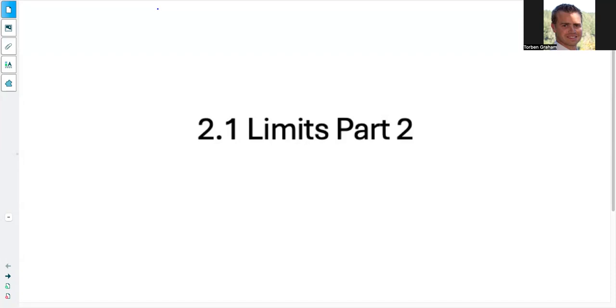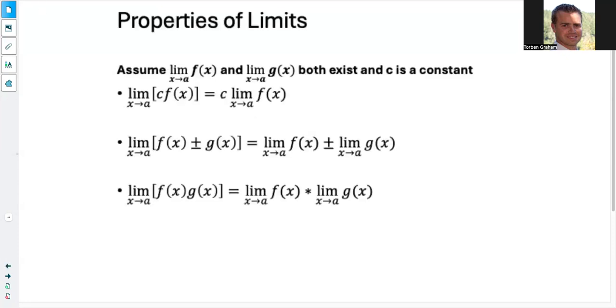Hi, today we're going to continue on looking at some limits and some properties of those limits. Like I mentioned, we're starting off with some properties of limits.